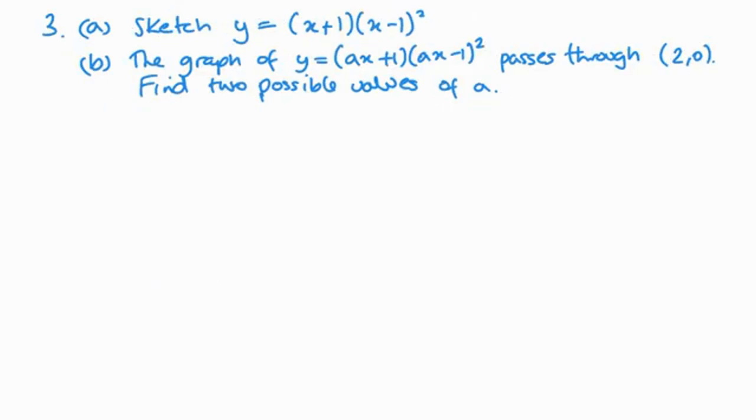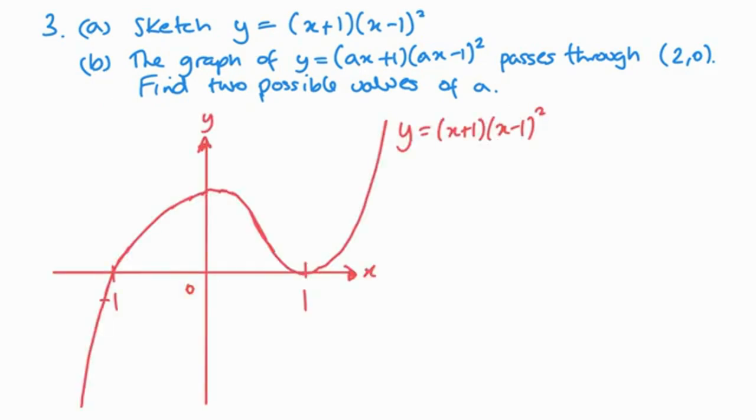So first for part A, we need to sketch this graph. I'll do that quickly. So here we have the graph, y equals (x plus 1)(x minus 1) squared. So it's going to cross at -1 from this bracket, and then it's going to hit and bounce off at positive 1 from that bracket. And it's a positive x squared graph. We also know that it's going to cross the y-axis at the value 1 as well.